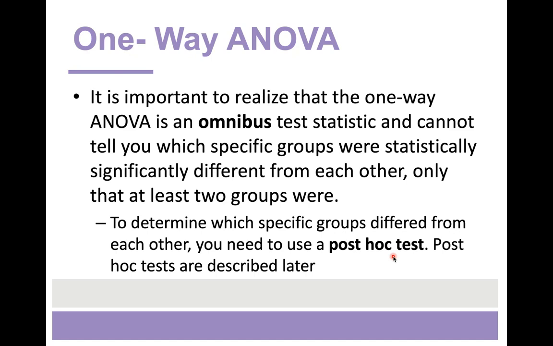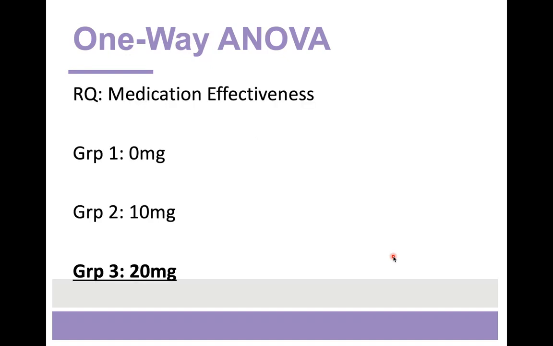So let's make that real with our example here. If I were to conduct an ANOVA on data that I collect from these 3 groups on the effectiveness of a medication, and let's say the ANOVA is significant, that means the ANOVA tells me that somewhere in this comparison of 3 groups is a significant difference.